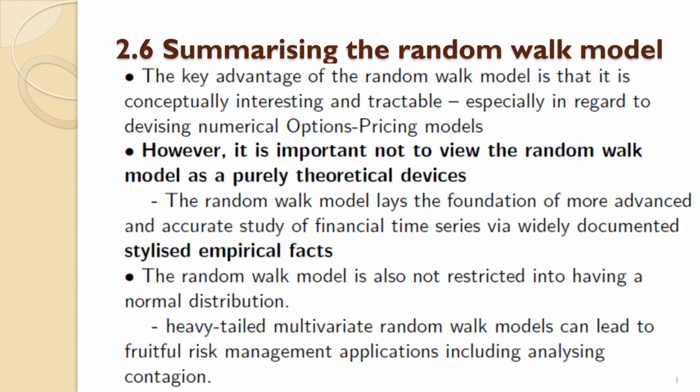Also, perhaps I should have said more about this, but the random walk model is also not restricted to having a normal distribution, and heavy-tailed multivariate random walk models can lead to fruitful risk management applications, including analysing contagion across different markets. Perhaps I should have given more precise references here, but these random walk models, once you add in heavy tails, can begin to give a useful description of real markets. The key problem with the normal distribution models that are often used is that they underestimate the probability of extreme events.